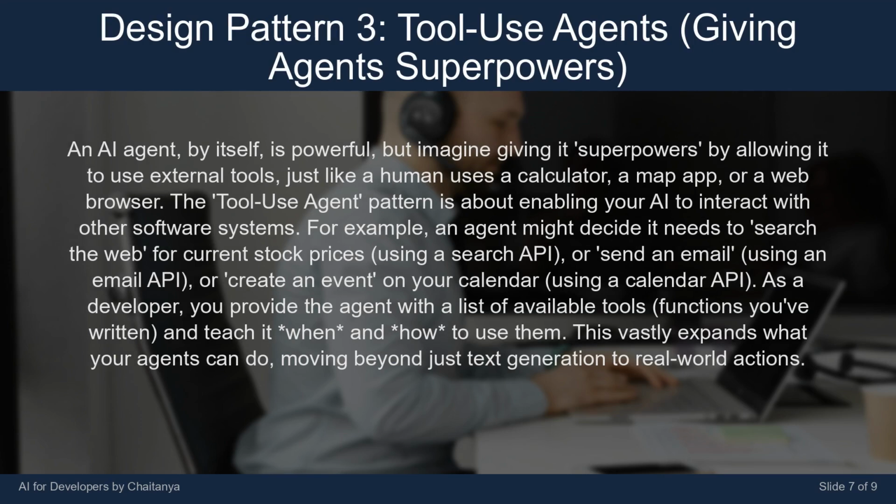An AI agent, by itself, is powerful, but imagine giving it superpowers by allowing it to use external tools. Just like a human uses a calculator, a map app, or a web browser, the tool use agent pattern is about enabling your AI to interact with other software systems. For example, an agent might decide it needs to search the web for current stock prices using a search API, or send an email using an email API, or create an event on your calendar using a calendar API.